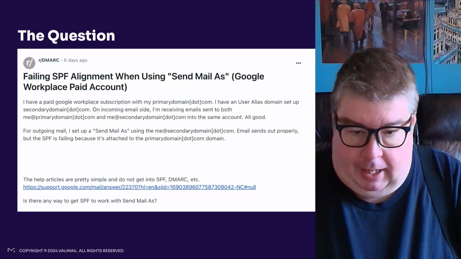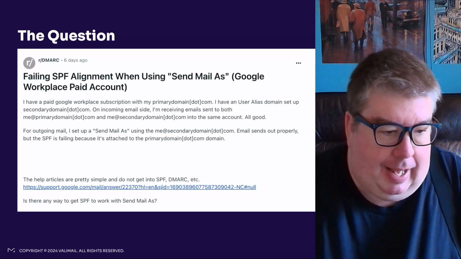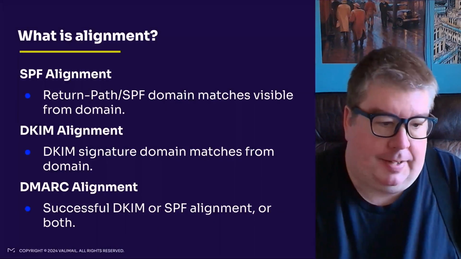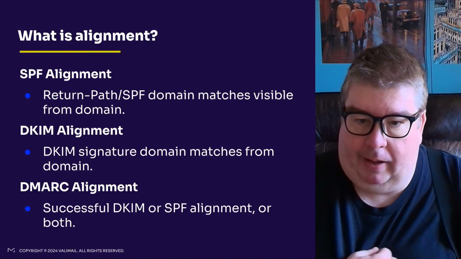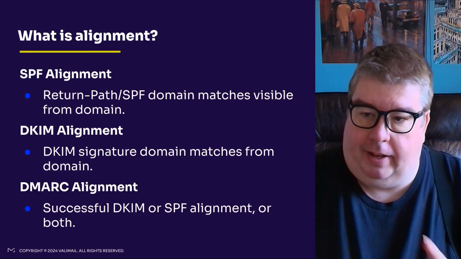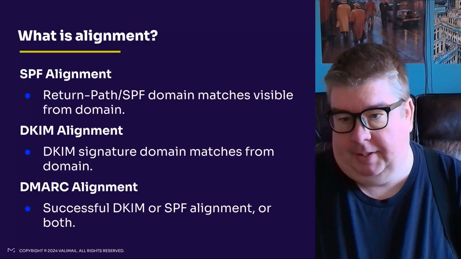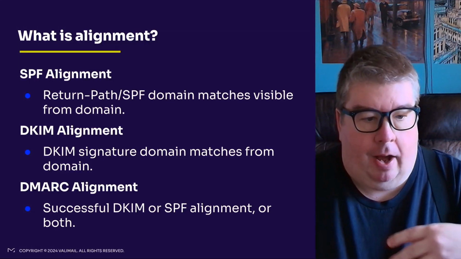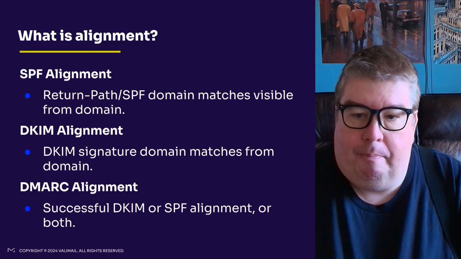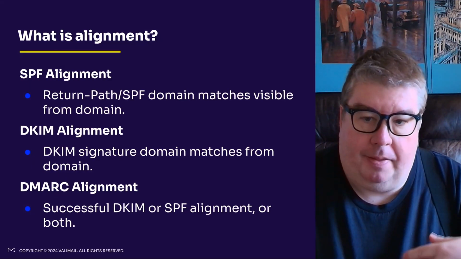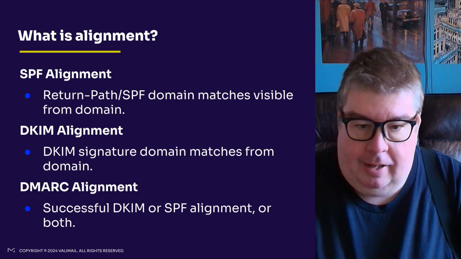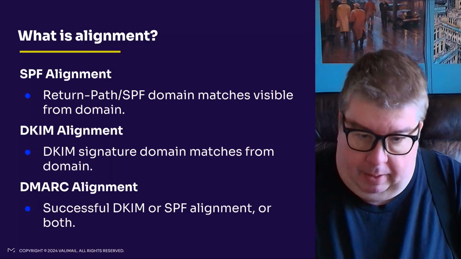What does that actually mean? Now, it's not actually that SPF is failing, it's that it doesn't align. I'll explain more in a second of the difference between alignment and failure, because alignment does not mean failure. Alignment means that an authentication indicator for a domain matches the visible from domain. For SPF alignment, you're saying that the return path, the bounce domain, or the SPF domain matches the visible from domain, what's in the from address.